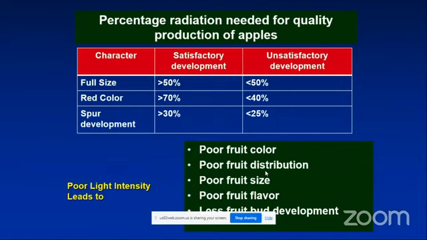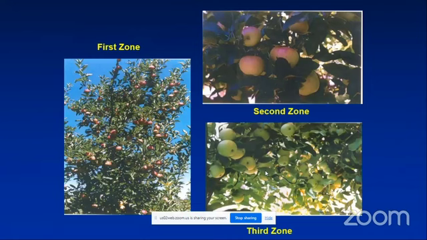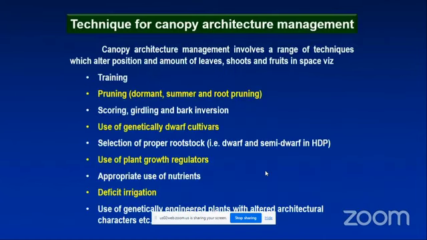So when poor light intensity is there, it leads to very poor fruit color, very poor fruit distribution, very poor fruit size, very poor fruit flavor, and very little fruit development. This is when they are at the tree, when the fruiting is seen, that is the canopy, the first zone, that is very important, second and third zone. How the fruit development and set is distributed within the different canopy zones.